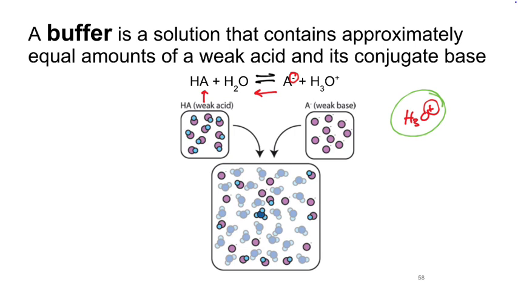What else can it minimize? It can also minimize the effects of strong bases being added, because a strong base is ultimately going to supply us with hydroxide. Well, that negative charge on our hydroxide is going to want to react with what?